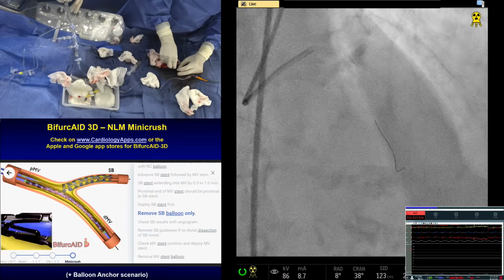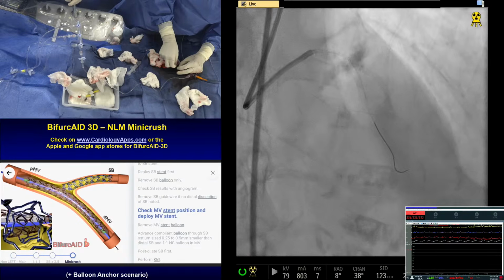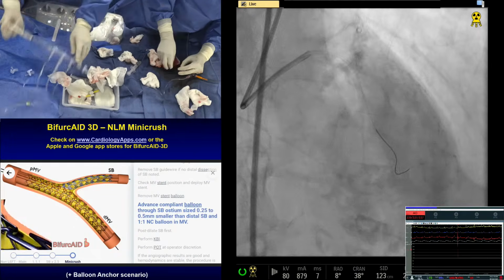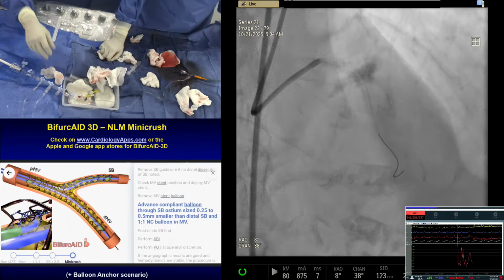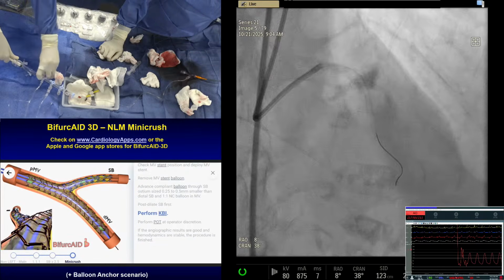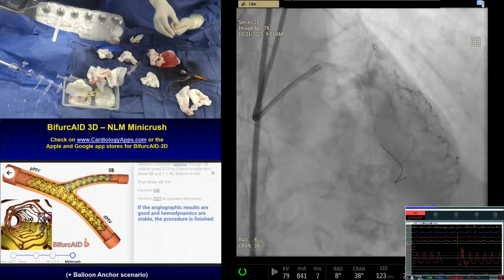Okay, ready. Go. Greater visibility. These are small, very, very practical points. Okay, looking excellent, excellent. Yeah. Ostium, okay, looks fine. Little massage. Yeah. Go. Rewire. Give us a 4.0 high pressure balloon.